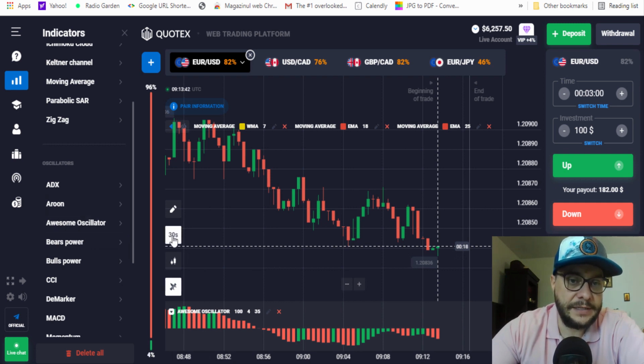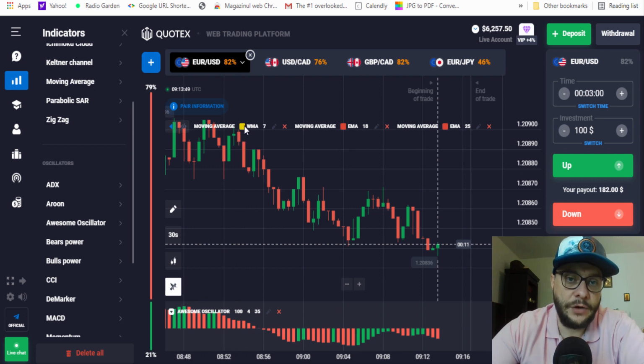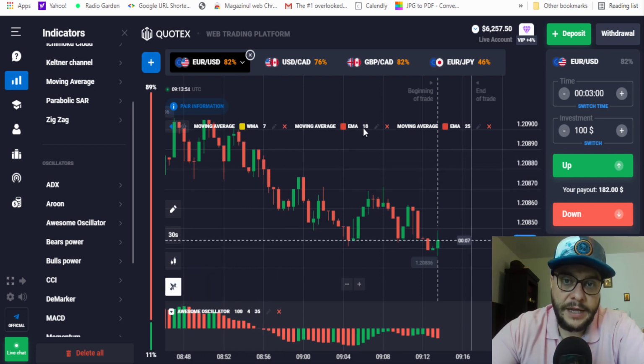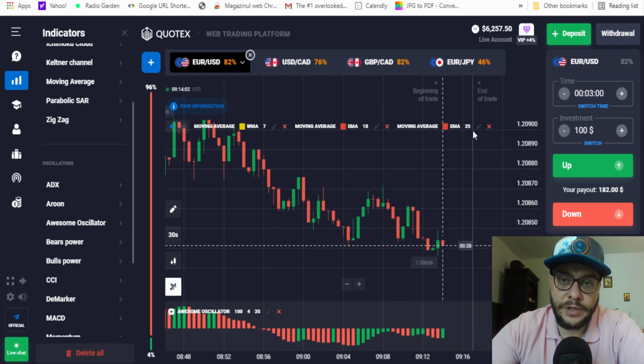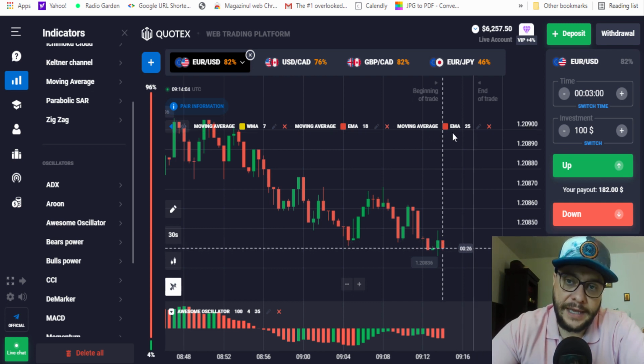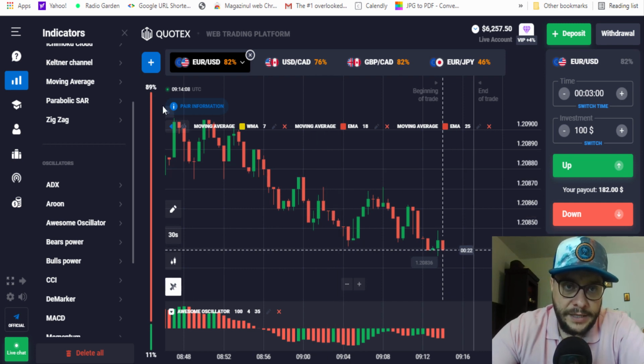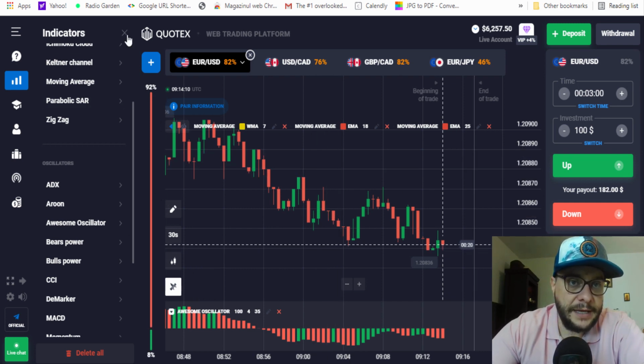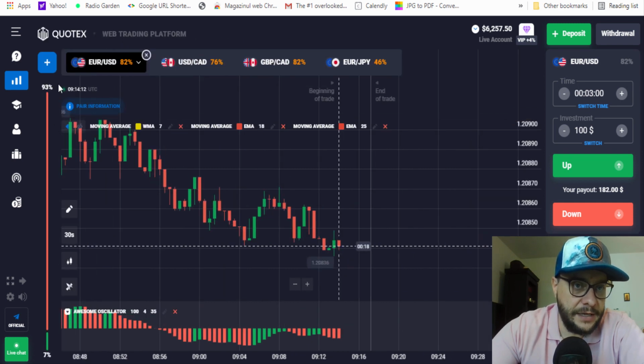So, 30 seconds or 15 seconds here. The moving average is the yellow one, a WMA with a period of 7. The first red one is an EMA, an exponential moving average, with a period of 18, and the third one, a moving average with a period of 25, again an EMA, exponential moving average. All right, and it will look like this, like here.